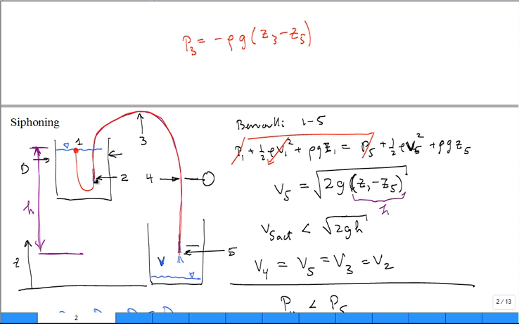What about the pressure at 2? I want to compare the pressure at 2 to the pressure at 3. Higher or lower? It's higher. The pressure at 2 is higher. But it's still in a state of vacuum. How about the pressure at 2 versus the pressure at 4? They're equal. And we said 4 was in a vacuum.